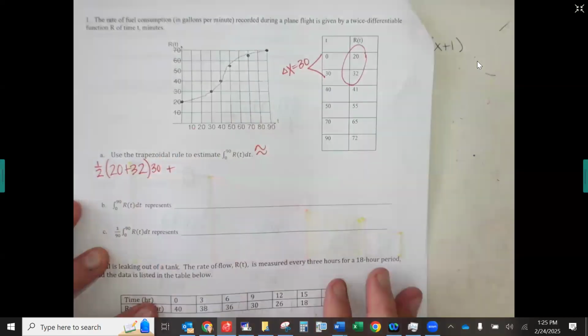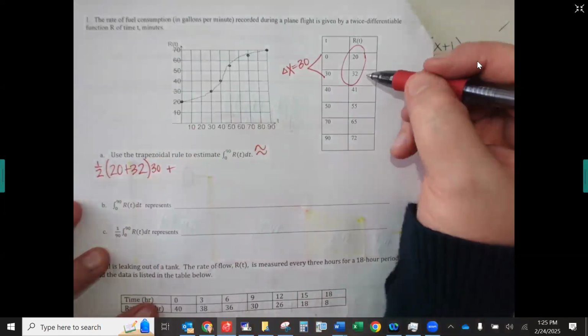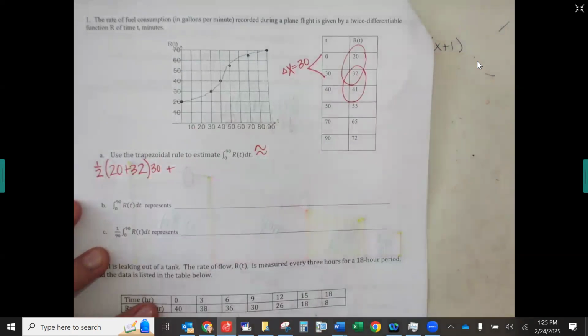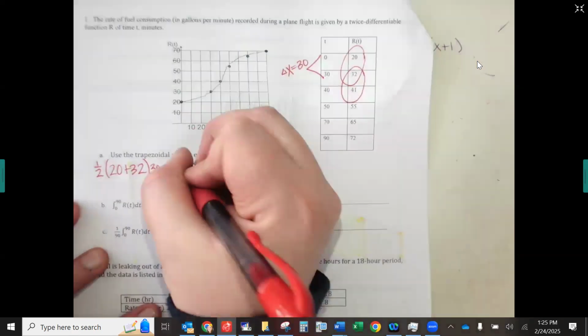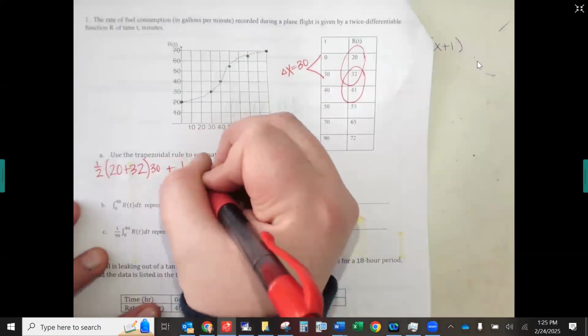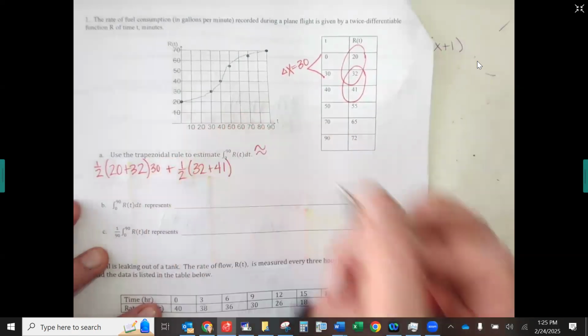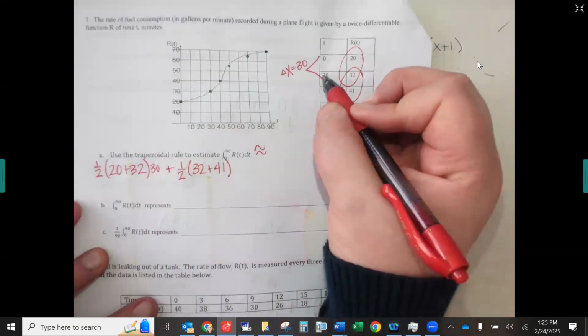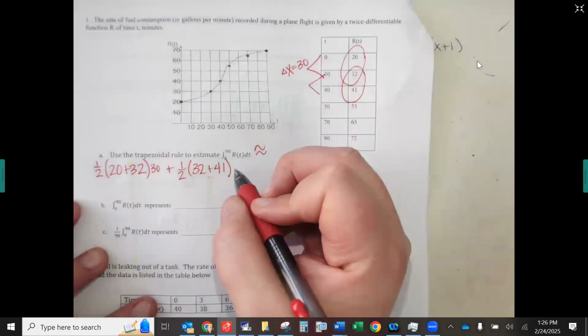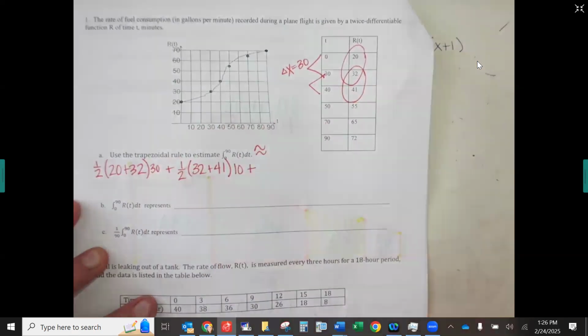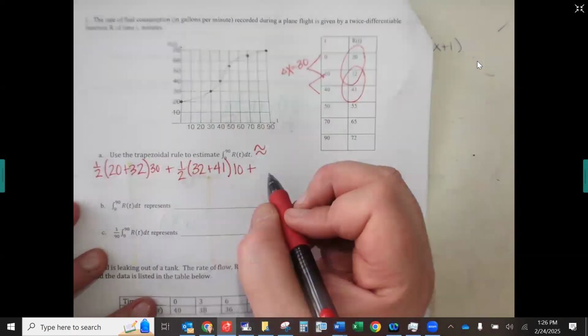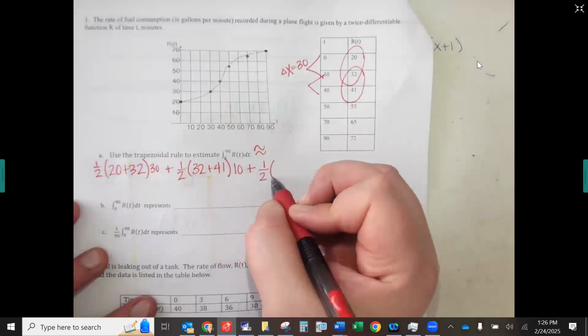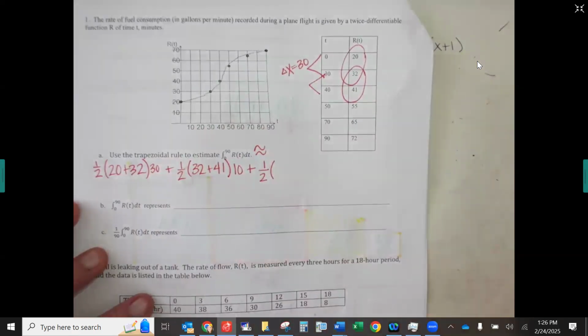Okay, plus. Then we're going to add the next two y's, but we're reusing 32. This time, 32 will be partnered with 41. And then the distance between their x's is how far from 30 to 40? 10. Okay, next one. 1/2 always in the front because it's part of the trapezoid formula for area.